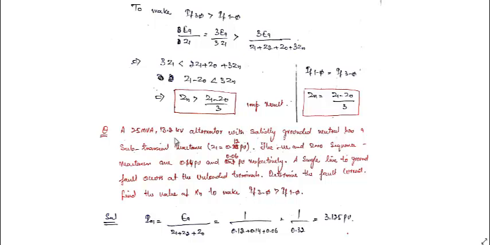A 25 MVA 13.2 kV alternator with solidly grounded neutral has a subtransient reactance Z1 equal to 0.12 per unit. The negative and the zero sequence reactances are 0.14 per unit and 0.06 per unit respectively. A single line to ground fault occurs at the unloaded terminal. Determine the fault current, and find the value of Xn to make IF three-phase greater than IF single phase.